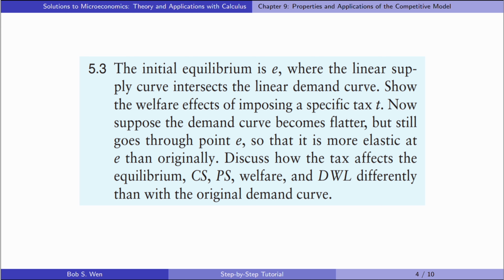Let's solve exercise 5.3. The initial equilibrium is E, where the linear supply curve intersects the linear demand curve. Show the welfare effects of imposing a specific tax T. Now, suppose the demand curve becomes flatter, but still goes through point E so that it is more elastic at E than originally. Discuss how the tax affects the equilibrium, consumer surplus, producer surplus, welfare, and deadweight loss differently than with the original demand curve.